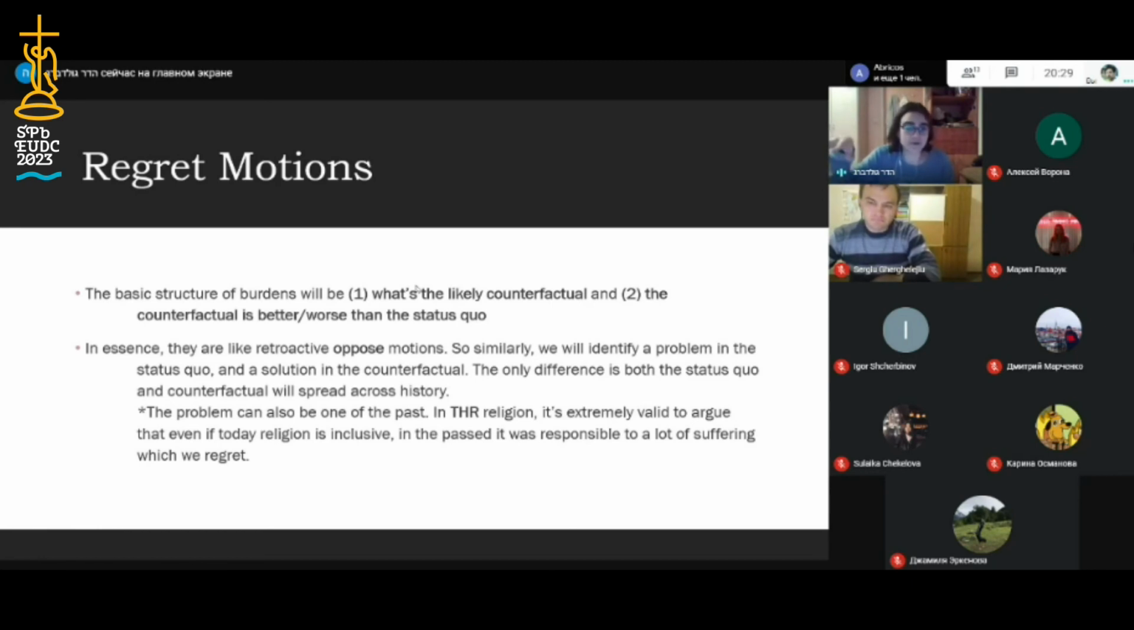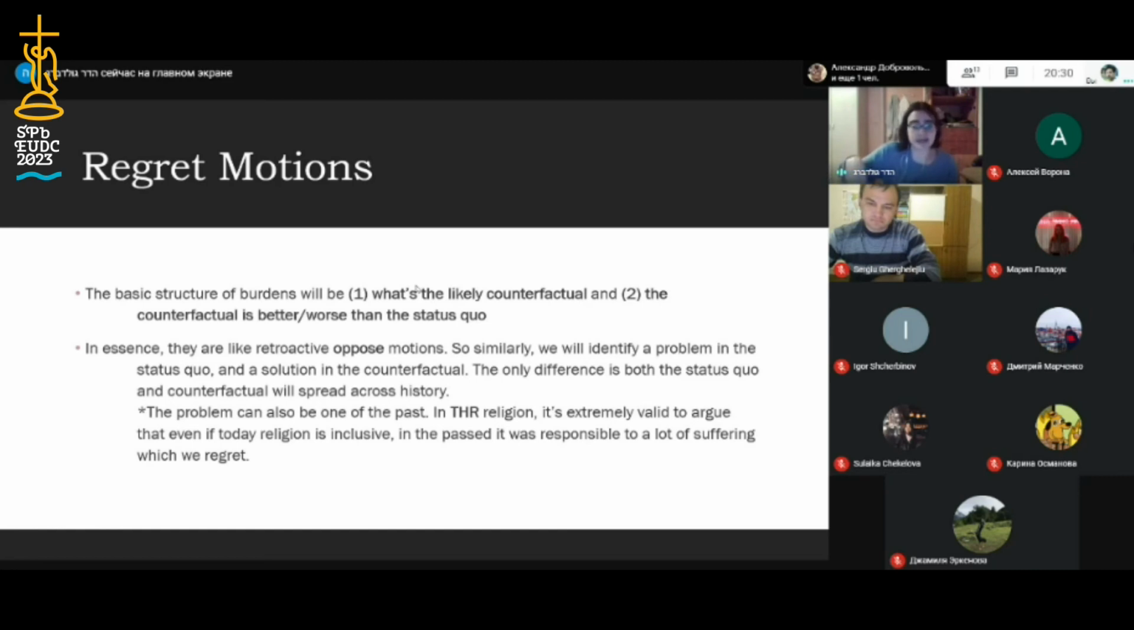So in the smaller branches, when we ask ourselves the second question, is the counterfactual better or worse than the status quo, we will use the same burdens of proof as we would for analysis debates. When we start from a problem, so if we are government, the thing that has happened has led to a problem in the status quo that we want to identify.